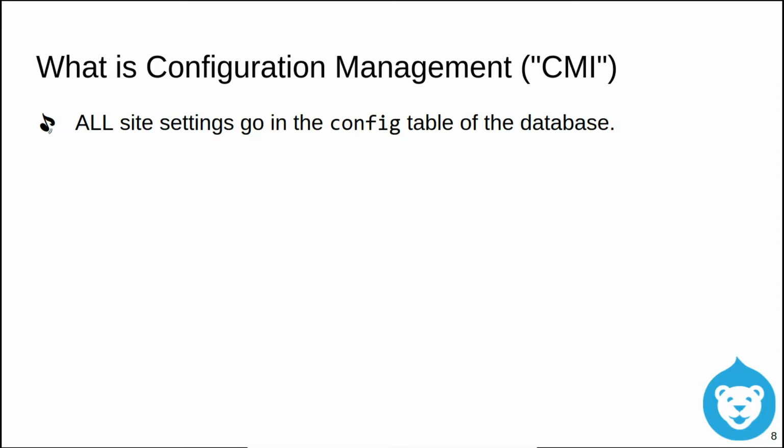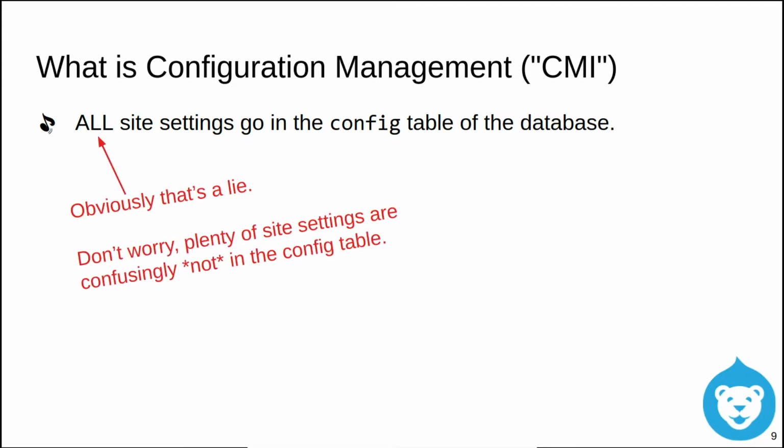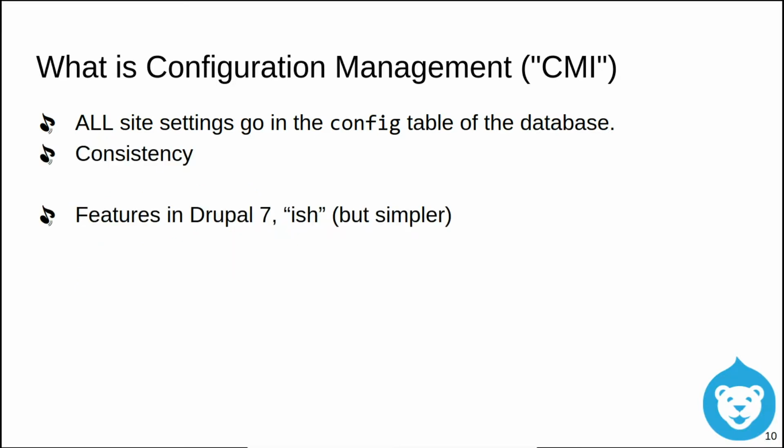So, first of all, CMI actually stands for Configuration Management Initiative. That's the last time you need to know that. So configuration management in Drupal 8 means all of your site settings go into the config table in your database. Obviously that's a lie, not everything is there. Don't worry, there are going to be site settings and you're going to think they're supposed to all be there, but they're not. It's going to be confusing, it's not going to necessarily make sense that they're not there. That's life.